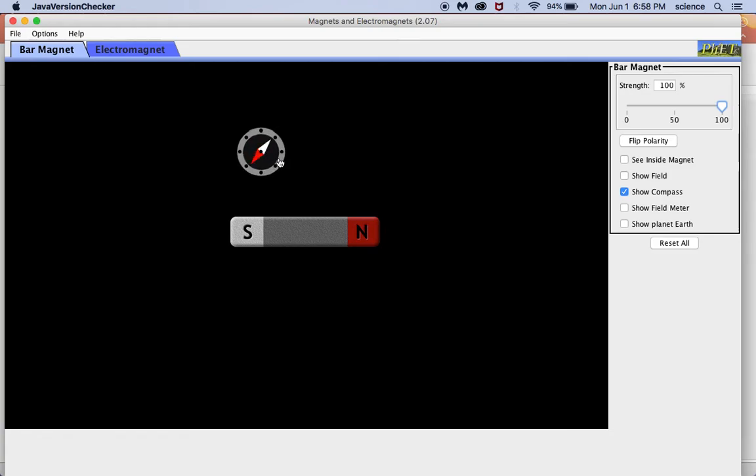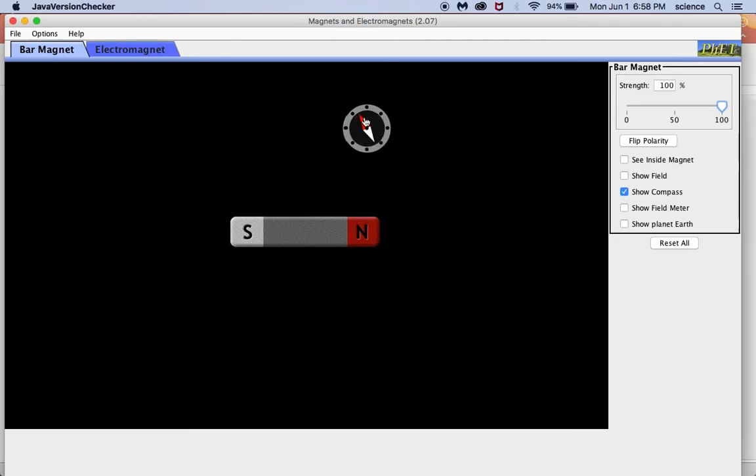So I can keep moving it around to different locations. And by the time I get to the other side, the north end of that compass is now attracted to the south end of the magnet. So this idea of force at a distance tells us that every place surrounding this permanent magnet, there is a field. It's called a magnetic field.